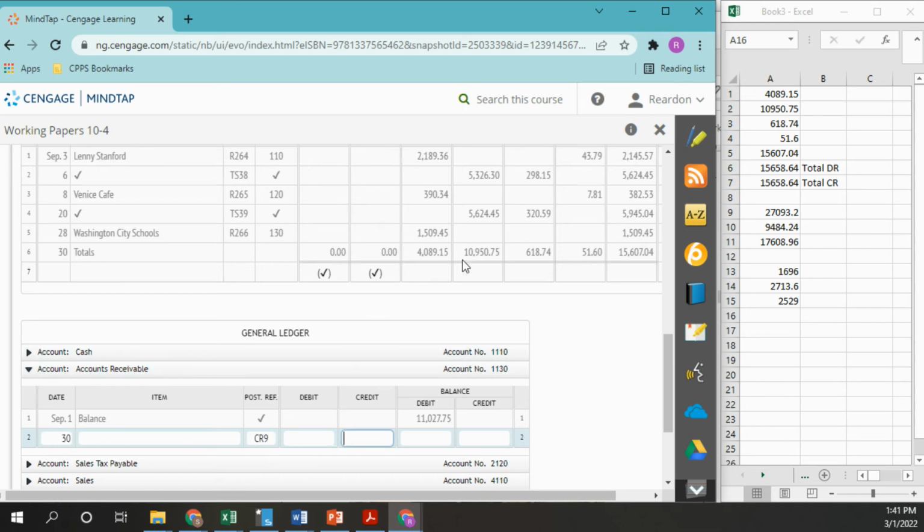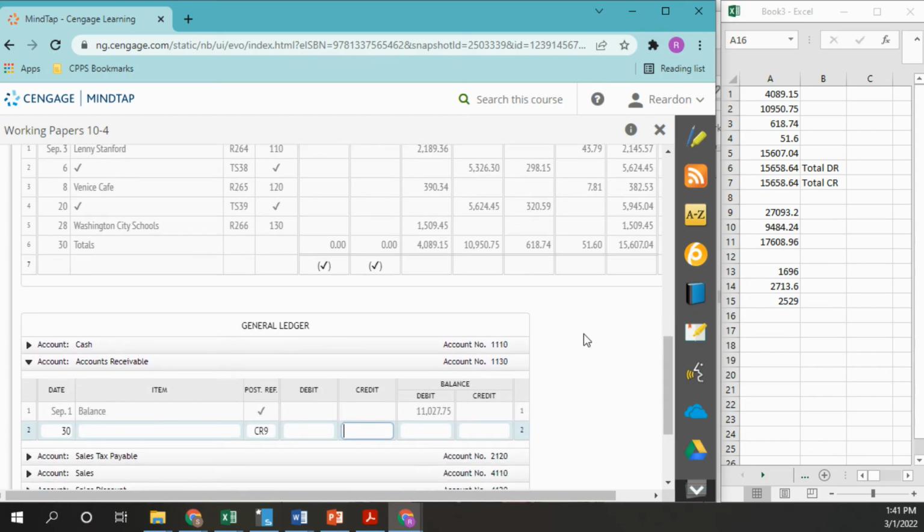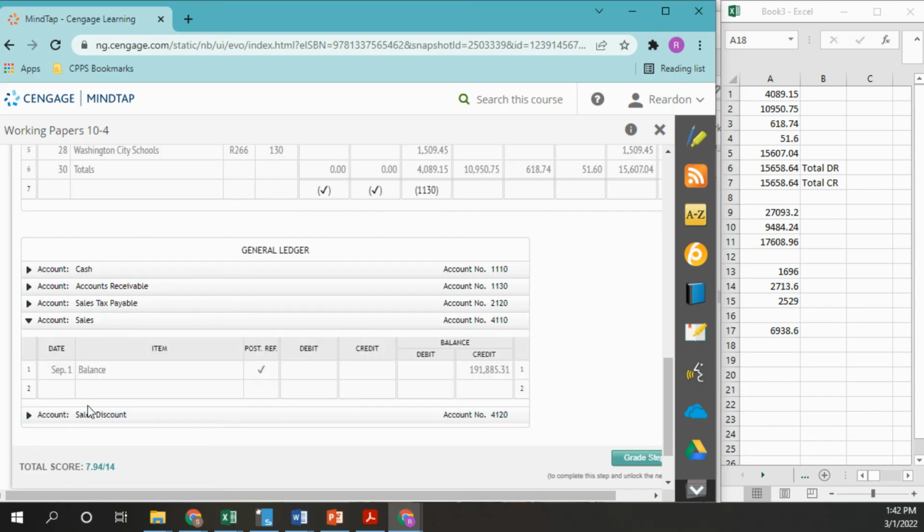I need to post a credit of 4089.15. Previous balance was 11027.75. Debit minus 4089.15 credit, a payment on account, leaves me with a new balance in accounts receivable of 6938.6. Go back, 130. Excuse me, that's a lie. Let's put the right account number, 1130. Finish my post.